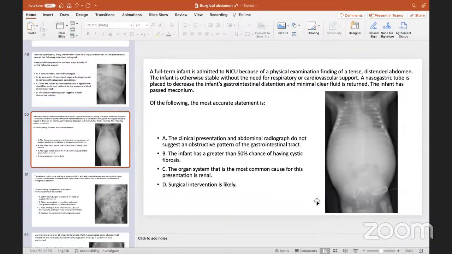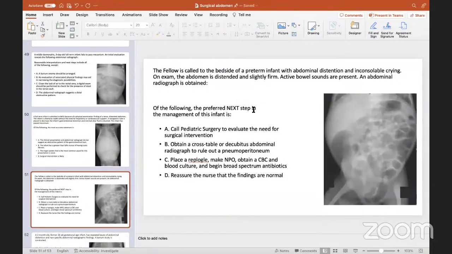B is wrong, because if it is a meconium plug, there is no chance of greater than 50. It is always about 10 to 15% chance of cystic fibrosis, less than 50%. And always when there is ascites, obviously the renal cause has to be ruled out. But here, because of the calcification, it is not renal, it is because of the perforation. Let's go to the next.